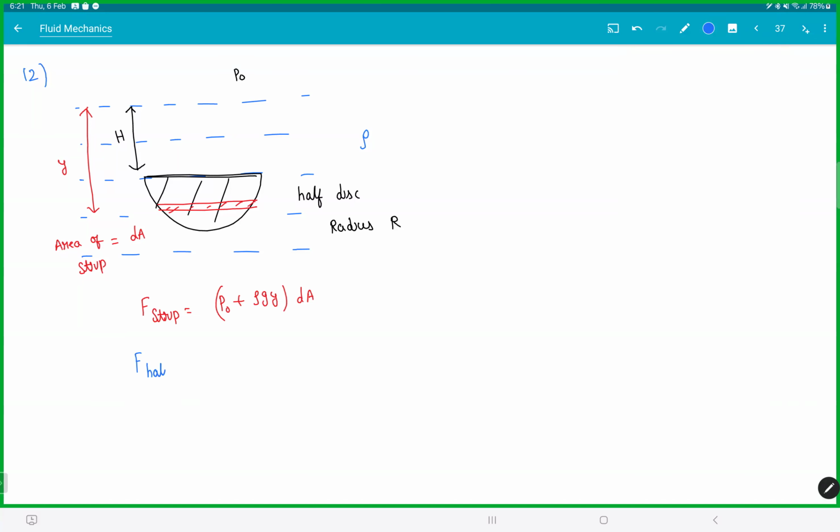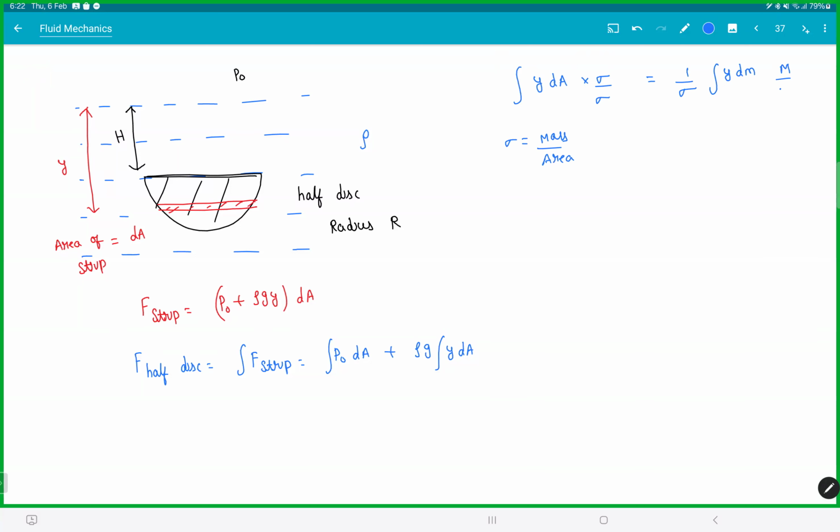So force on the aft disk is integral of force on the strip, which is P naught into dA plus rho G integral y dA. Now, listen carefully here. So integral y dA, I will multiply with sigma and divide by sigma. Sigma is surface density, mass per unit area. Then this will become what? 1 by sigma integral y dm.